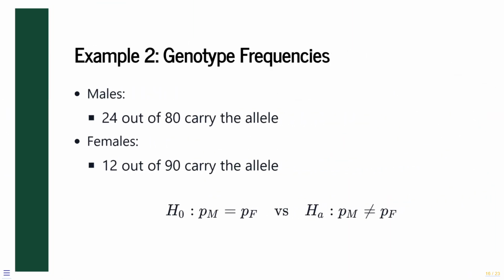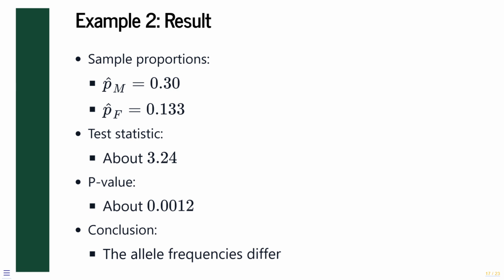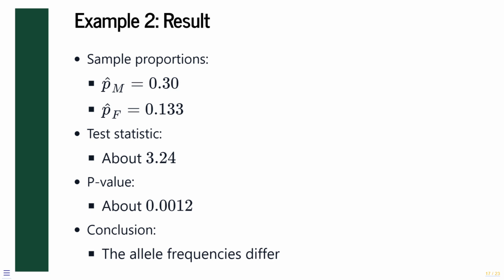In example 2, the allele frequency is compared between male and female mice. The sample proportions are 0.30 for males and 0.133 for females. The test statistic is about 3.24, and the two-sided p-value is about 0.0012. That provides strong evidence that the allele frequencies differ between the two groups.